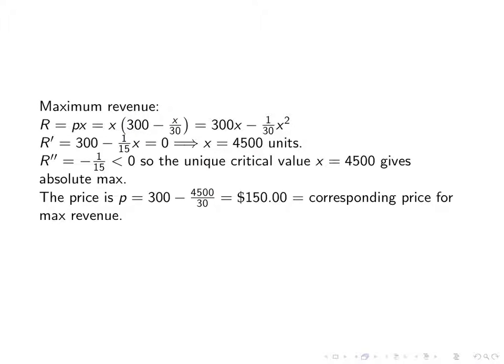Now, to actually answer the question, at that critical value 4,500, P, which is this factor right here, is 300 minus 4,500 over 30. Okay, so you've plugged the critical number into the price function and got the price, that's $150. So that's the price that produces the maximum revenue. That's where you'd want to set the price to get the revenue to be as big as possible. So that's the answer for the first question.